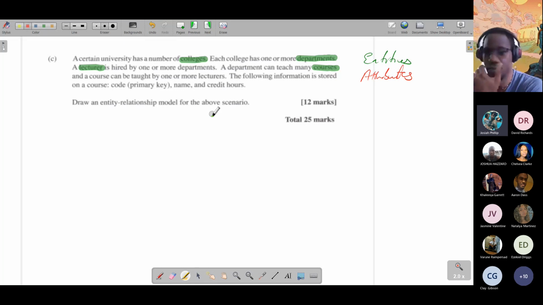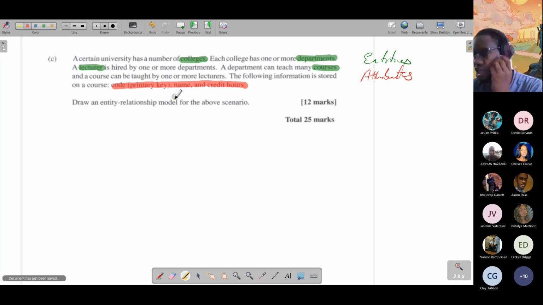The attributes for the course are the code, name, and credit hours. And a primary key is a unique identity attribute. Each entity will have something that identifies each instance of it in the database uniquely. In this case, for course, it's code.